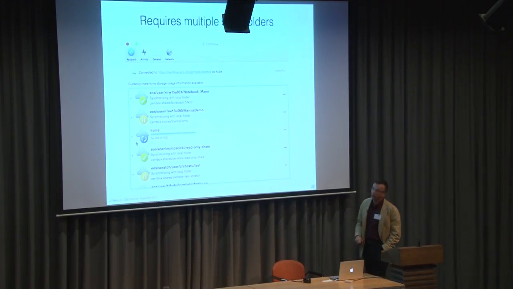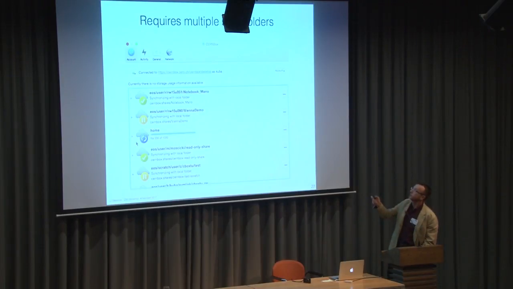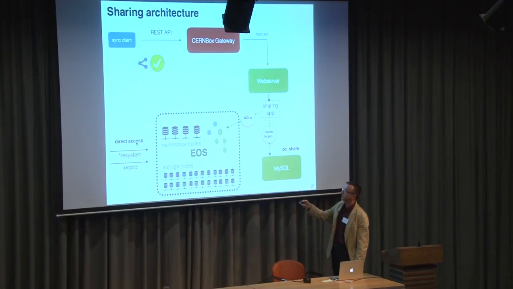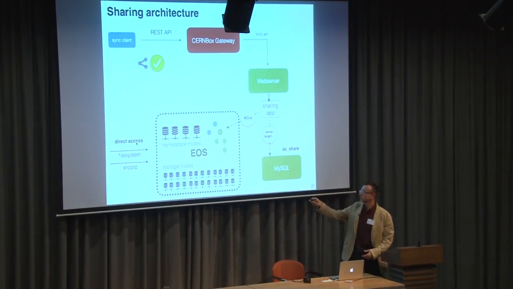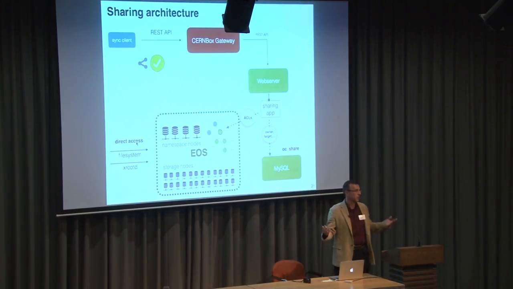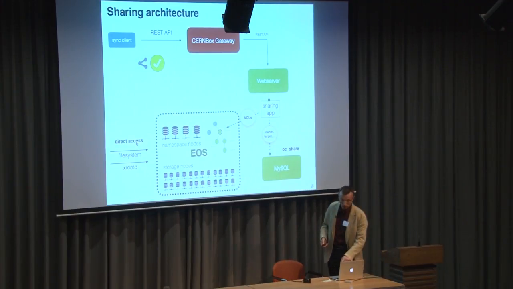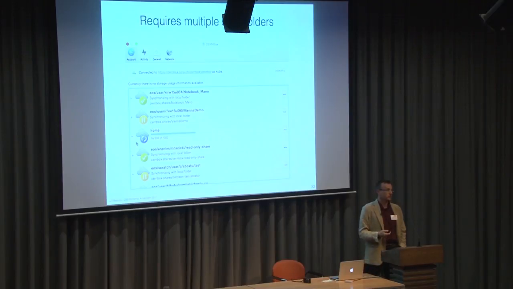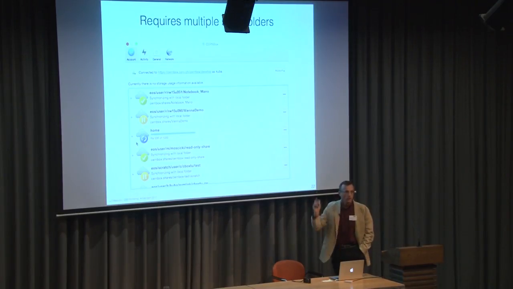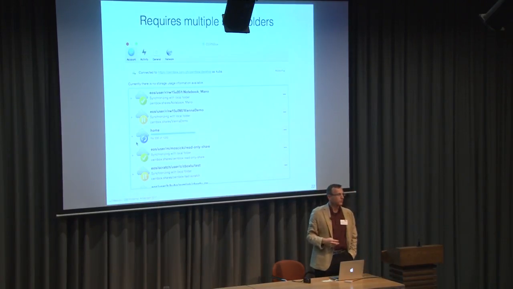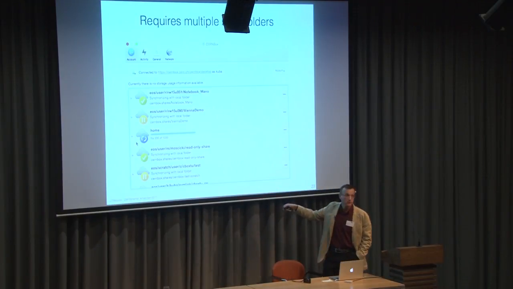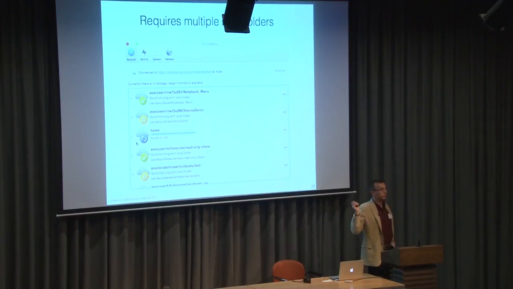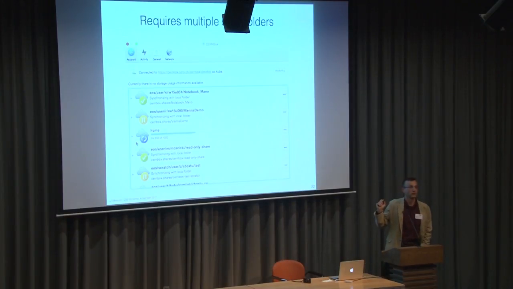The drawback of our current approach is that it requires multiple sync folders. Because as you can see here, we're just storing the ACLs, but the storage does not have any idea about the shares themselves. So if something is shared with you, you have to add another sync folder. This does not scale very well, because if you have 50 shared folders or something like that, this list becomes really long, and for a lot of users, this is too steep as an interface.